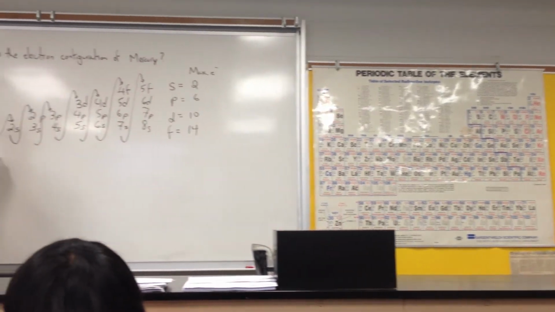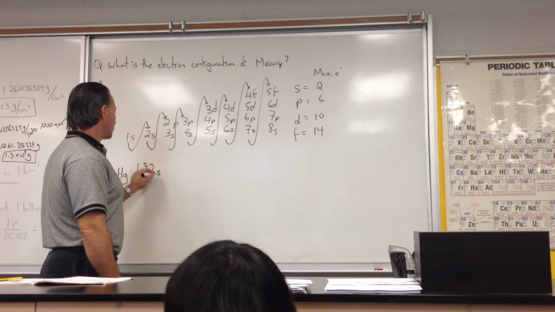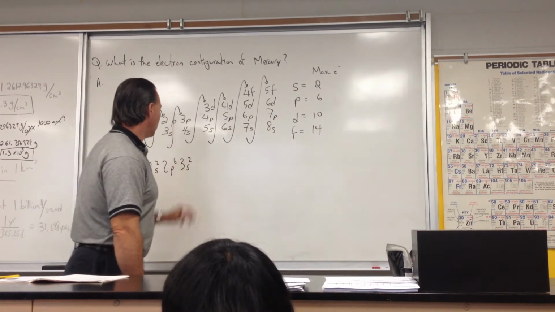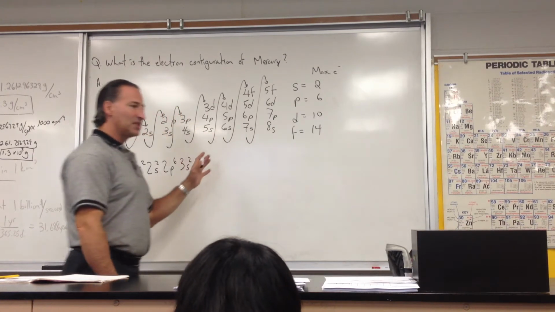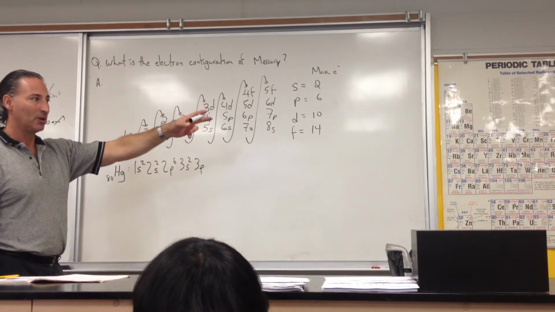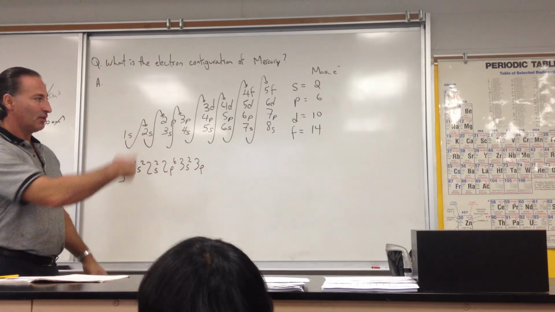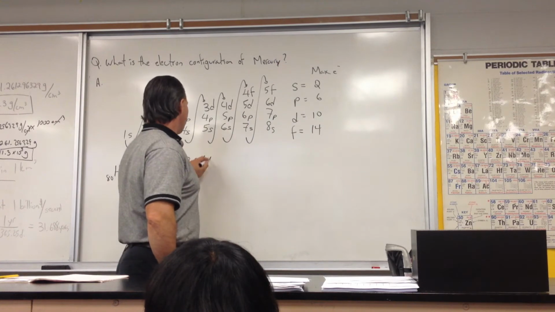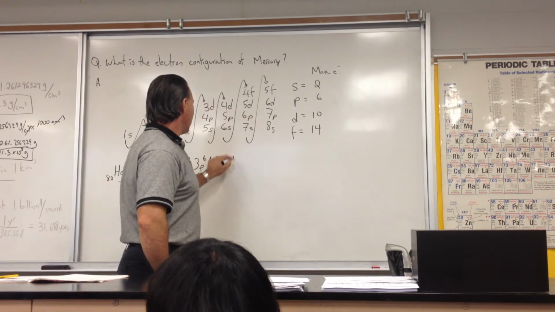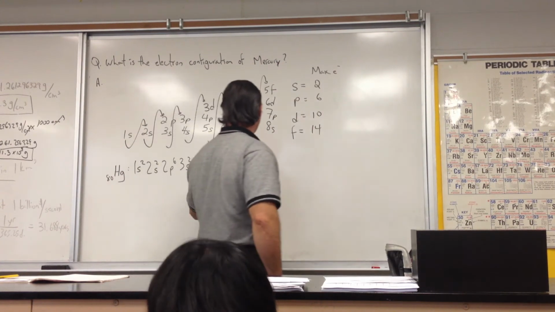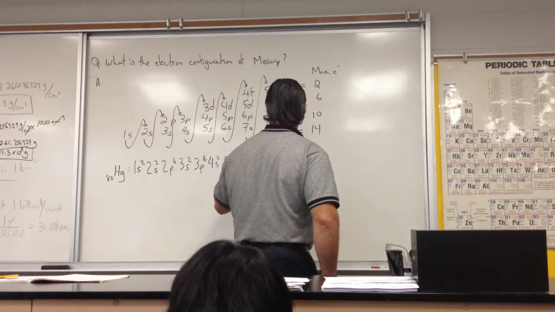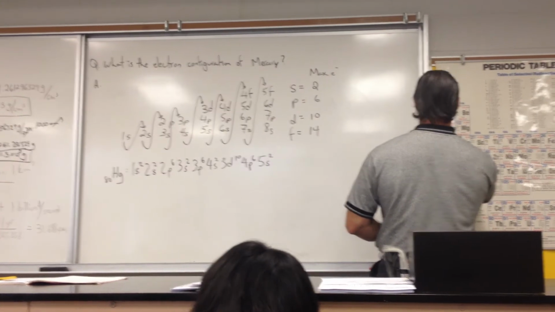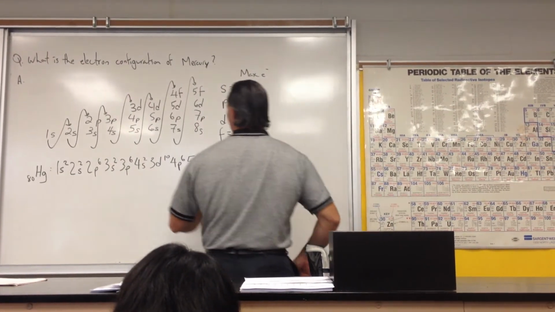Follow the pattern. 1S2, 2S2, 2P6, 3S2, 3P6. So every level fills up until you get to the point where you've used up all the electrons, which will be at D10 right after 6S2. 3P6, 4S2, 3D10, 4P6, 5S2. At 5S2 we're here. We're at barium. Sorry, we're at strontium. So we're going to go some more.